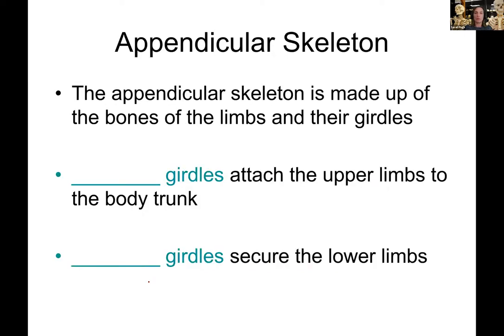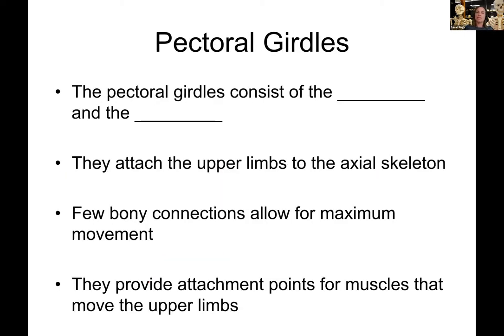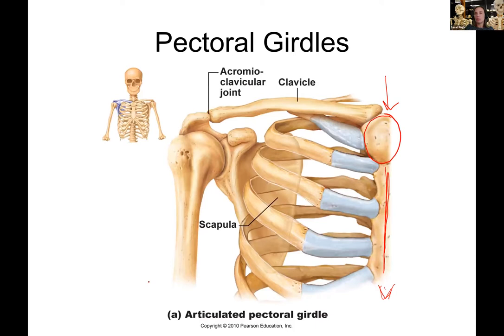So let me show you a picture. You can see here our true ribs really well. So you can see that rib coming in, and then you can see it directly connecting with cartilage. Okay, we can't see our false or our floating ribs from this image, but you can see the true ribs.